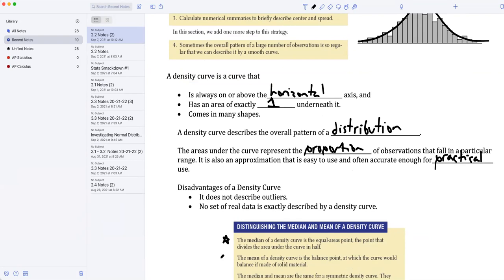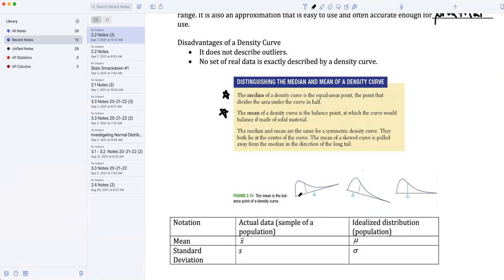The mean is going to be the balance point. So if the distribution here were made of solid material, the green line here is going to be the median, and the mean is going to be the point where it balances there. And those two things may not necessarily be the same if the distribution is skewed.